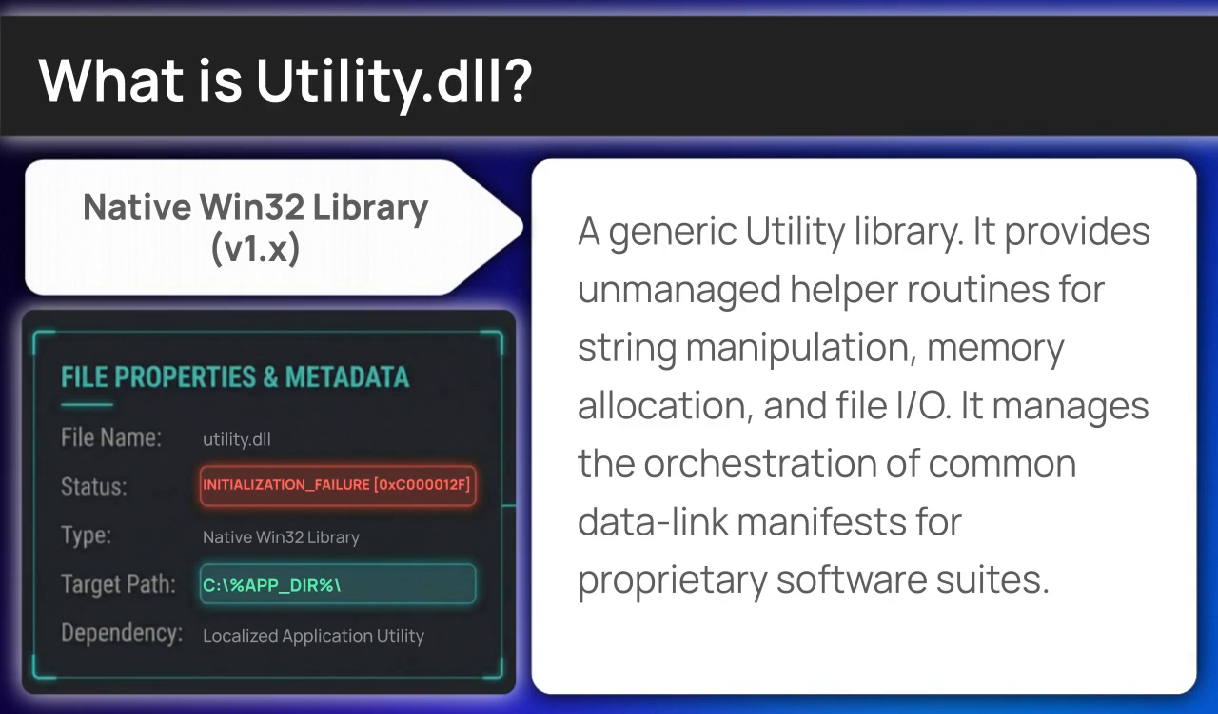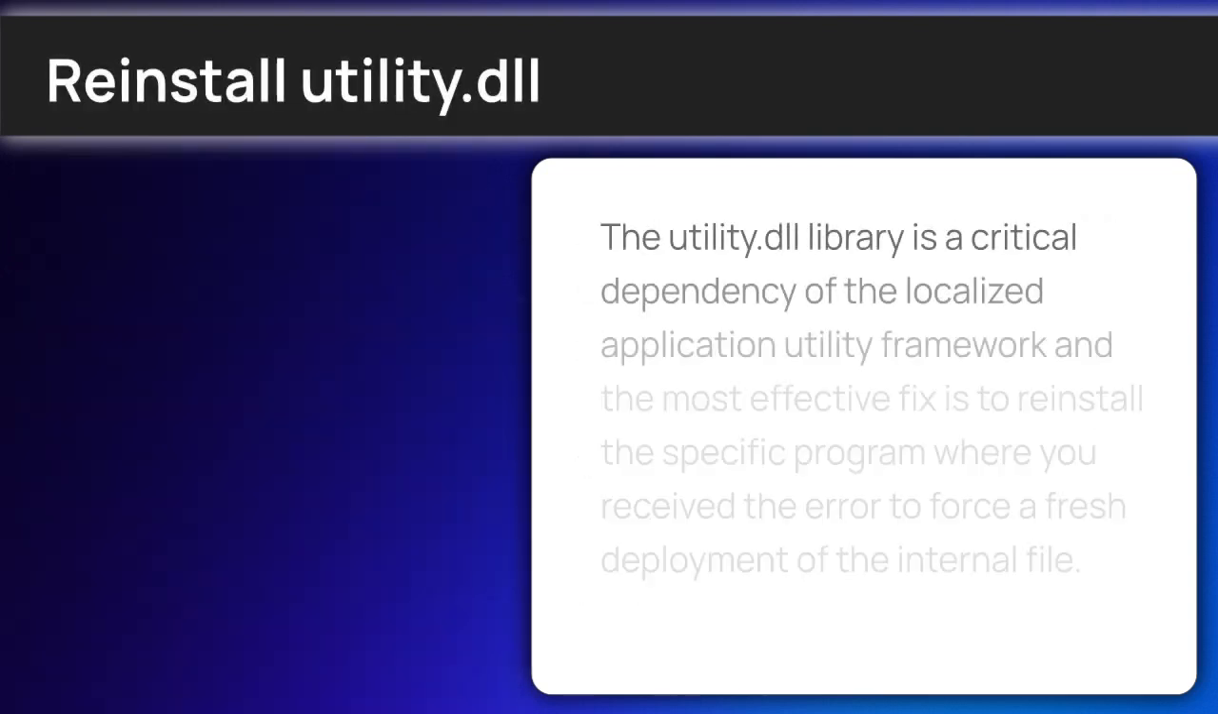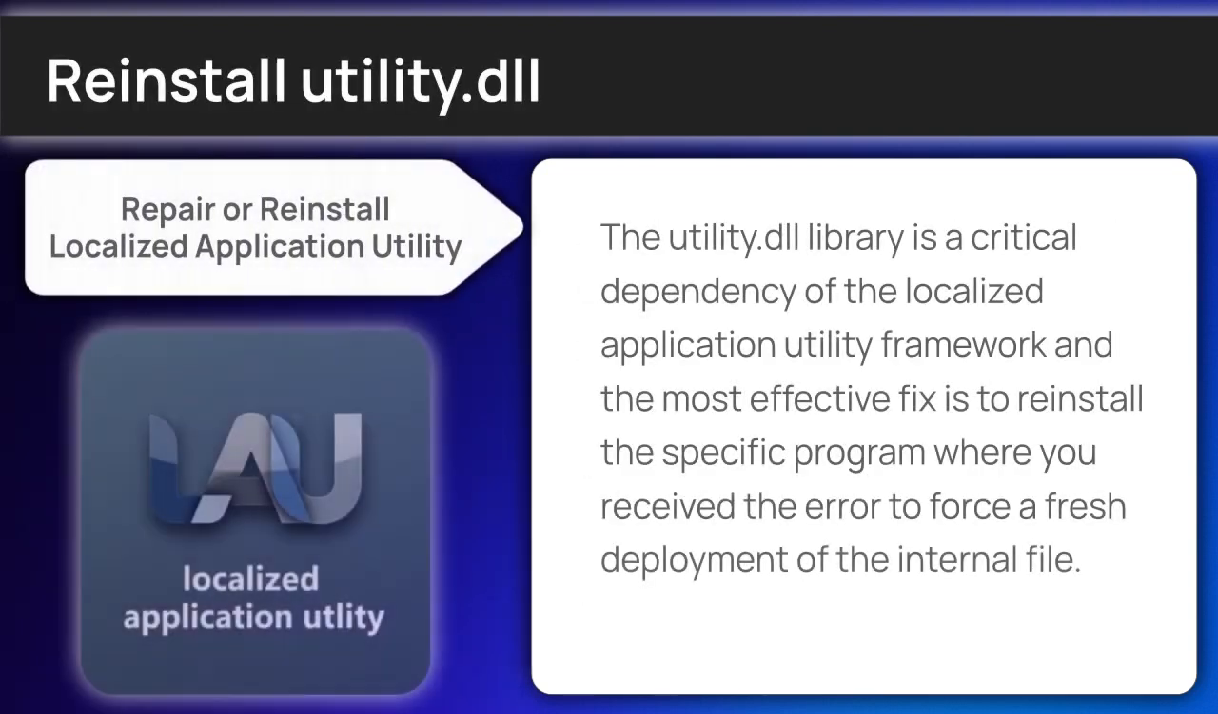Since we've identified what's missing, let's try the official recovery method. The utility library DLL is a critical dependency of the Localized application utility framework, and the most effective fix is to reinstall the specific program where you received the error to force a fresh deployment of the internal file.